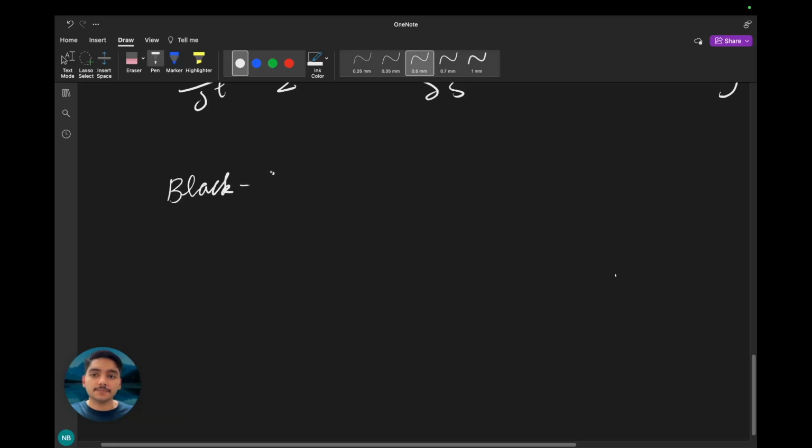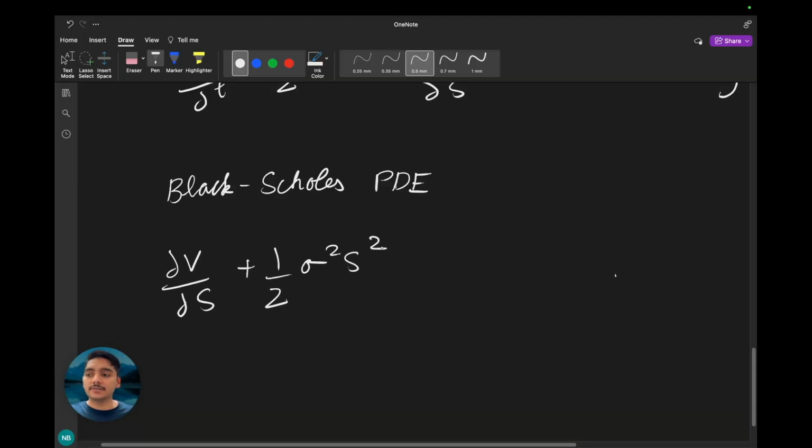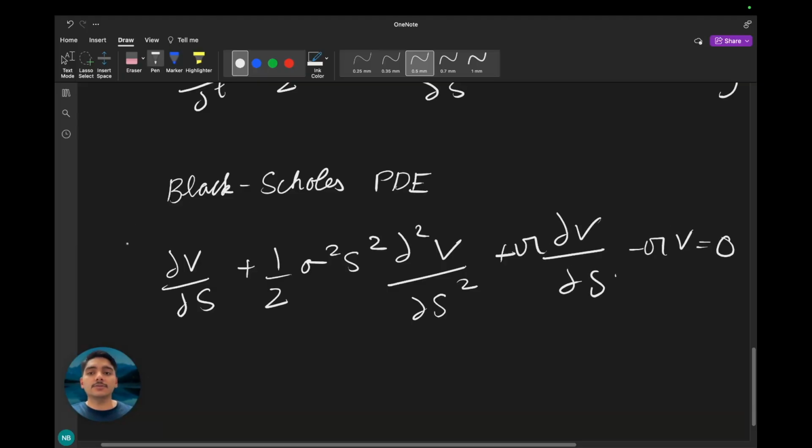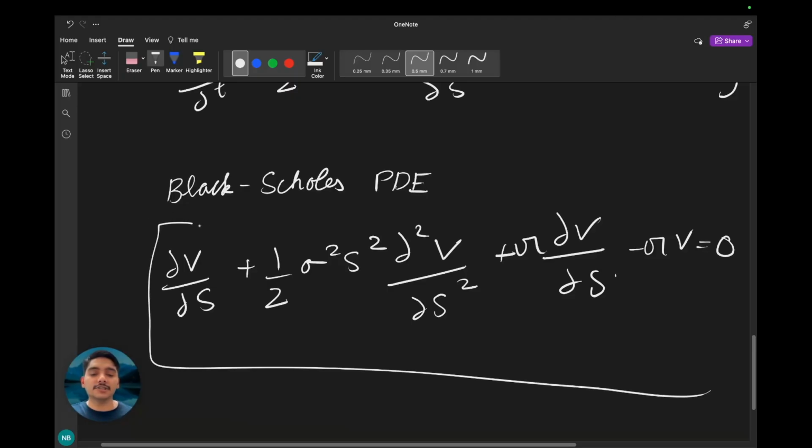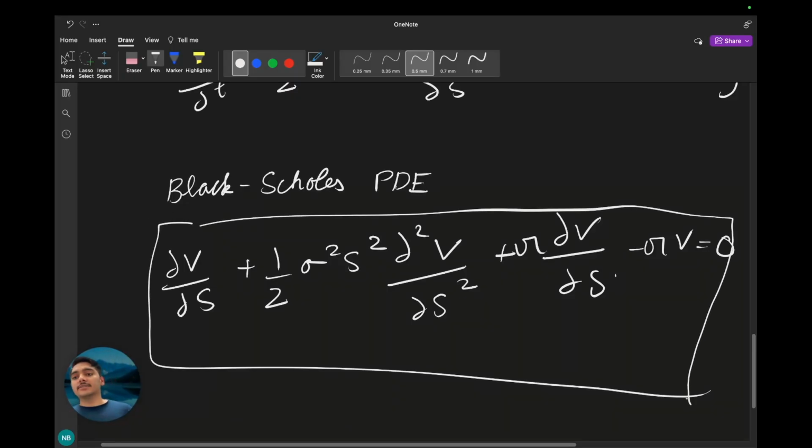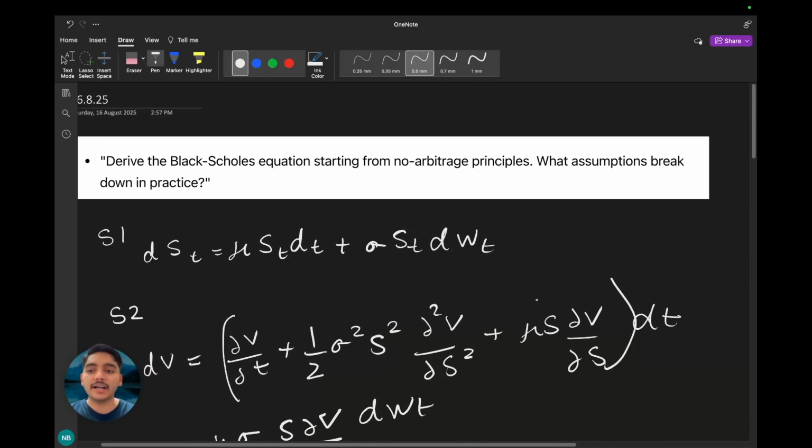So the final Black-Scholes PDE becomes something like this: partial of V with respect to t, plus half sigma square S square, double partial of V with respect to S square, plus r S partial of V with respect to S, minus rV, is equal to 0. So this is the Black-Scholes partial differential equation. So that's it. That was the main question, and I have now derived the Black-Scholes equation. There is further derivation from here, which I will cover in further videos.